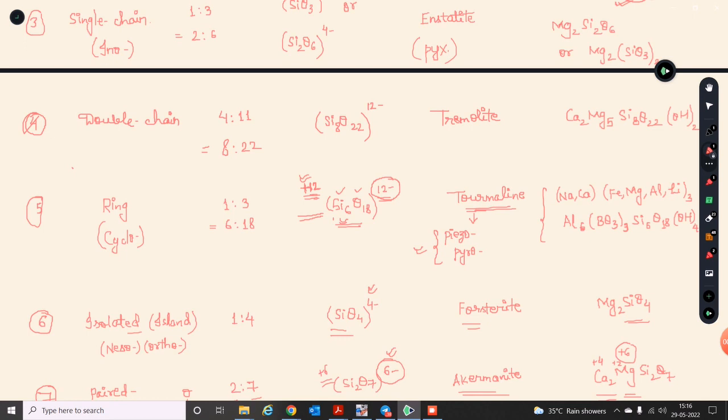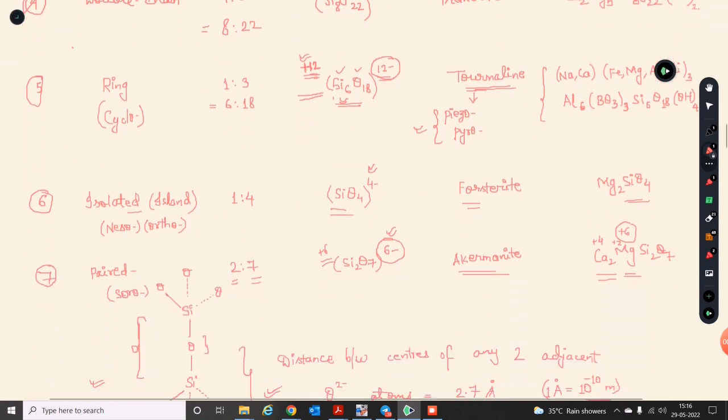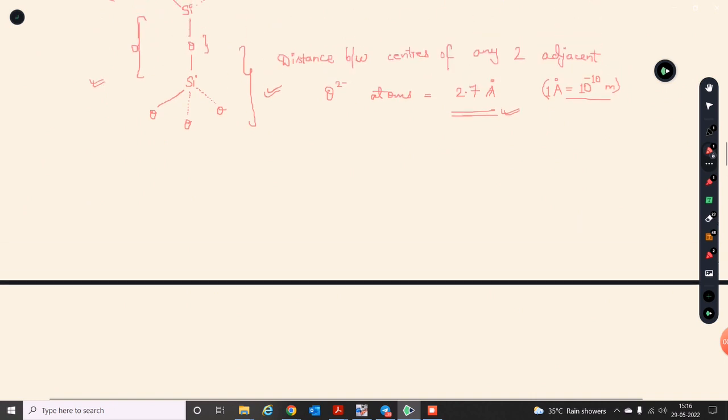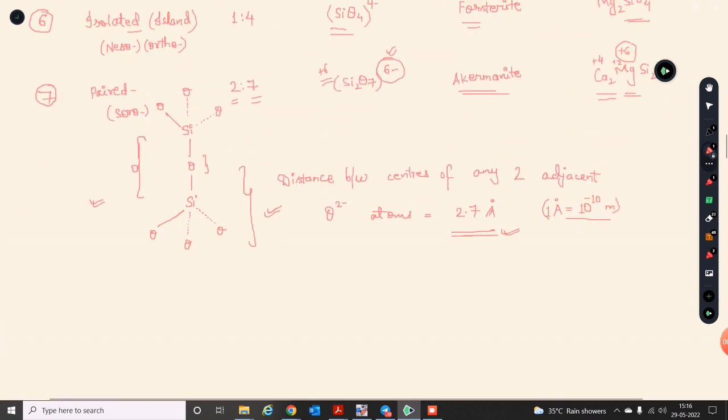Then we have cyclosilicates, ring silicates. So these are ring silicates basically. How many oxygen atoms are shared here between neighboring tetrahedra? In ring silicates, you guess it's 3. Sorry, it's 2. Yes, actually 2 oxygen atoms are shared in cyclosilicates. Like how many oxygen atoms are shared in one tetrahedron? Here we can see one oxygen is shared, right?